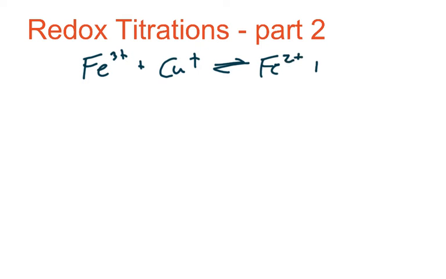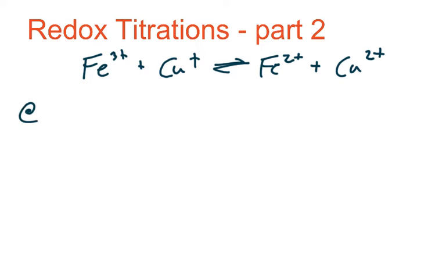Hey folks, welcome back. Part two, we're walking through an example problem of a redox titration, and we've gone through the entire region up until the equivalence point. So our reaction again is iron 3 being reduced by copper 1 to make iron 2 and copper 2.